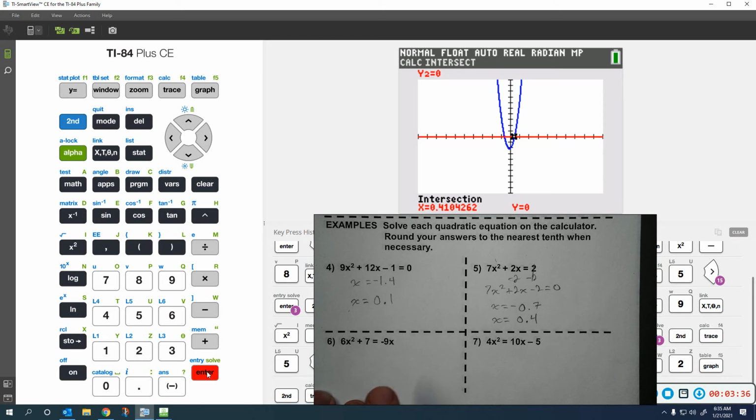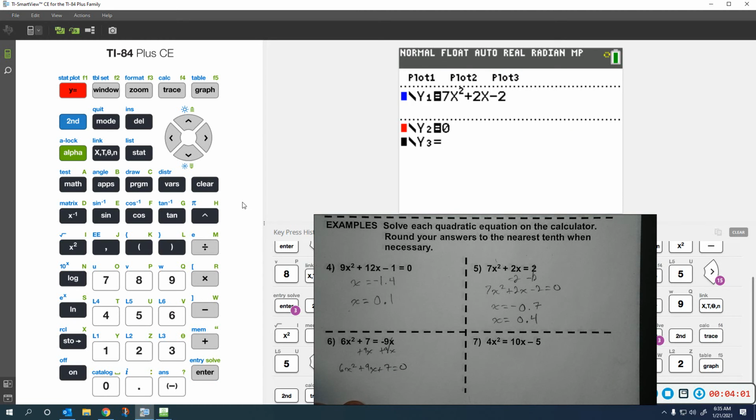Now, let's look at number 6. Is this in standard form? No. We've got to move this 9x over to the other side. So, to move a negative 9x, we're going to add 9x. Those cancel, it goes to 0, so we get 6x squared plus 9x plus 7 equals 0. And now I can graph it.